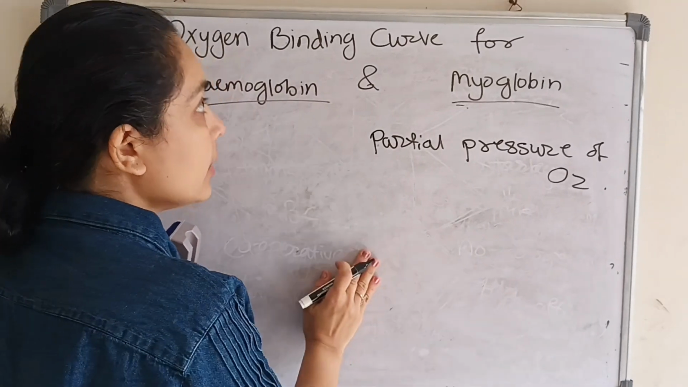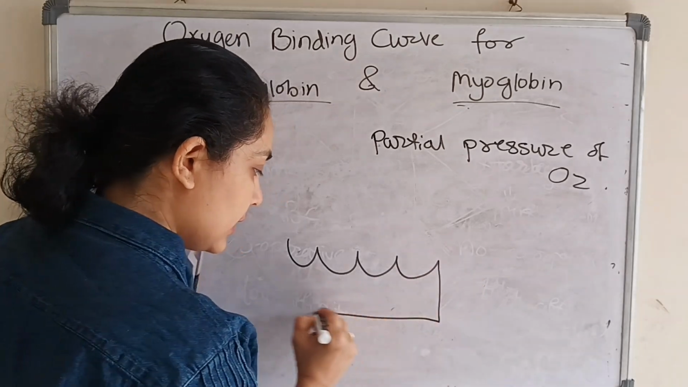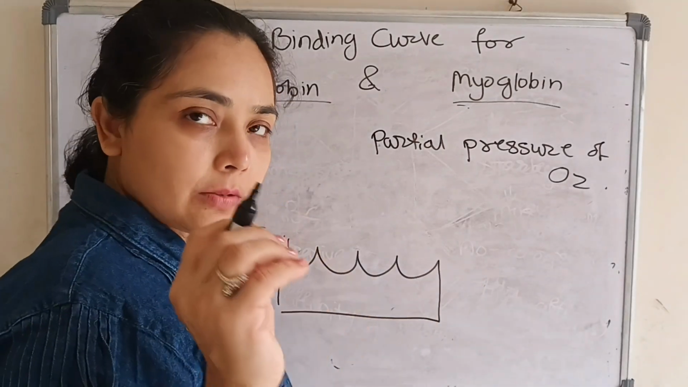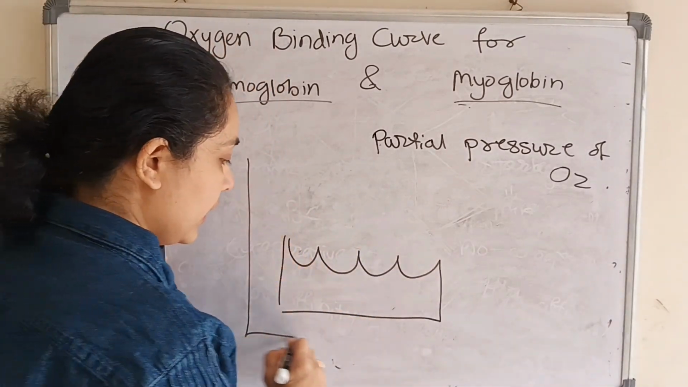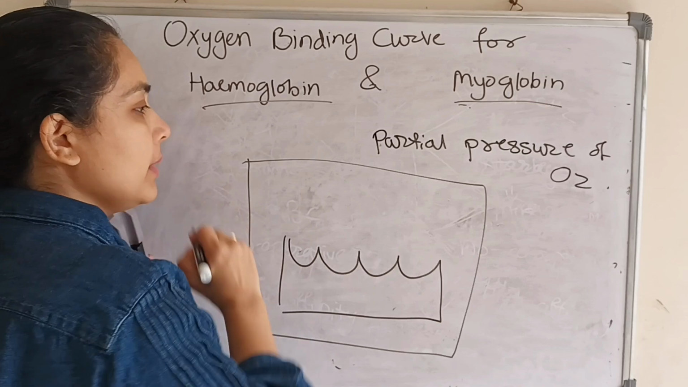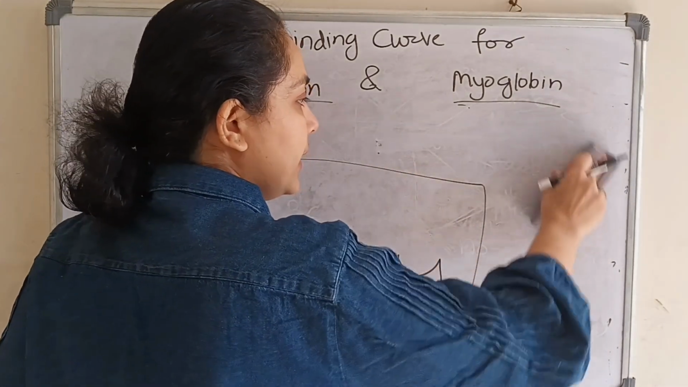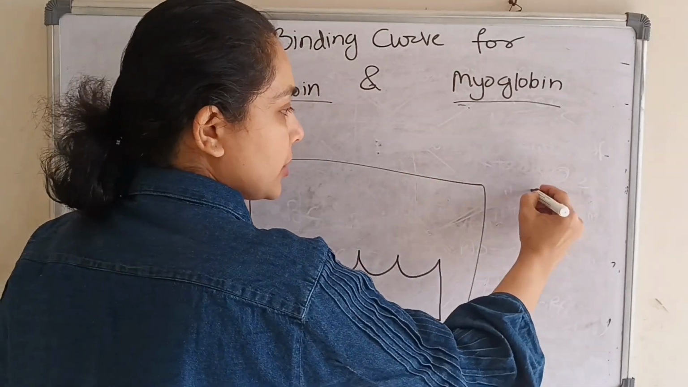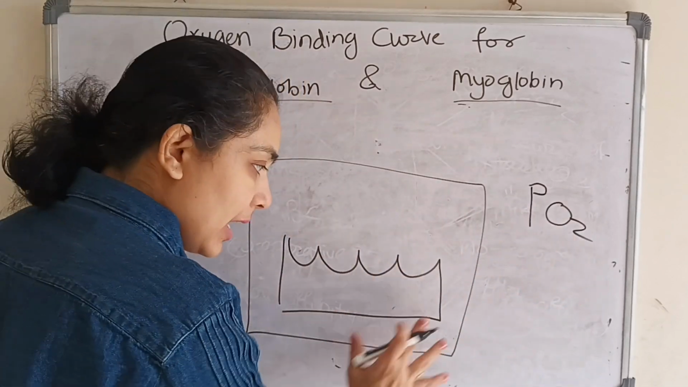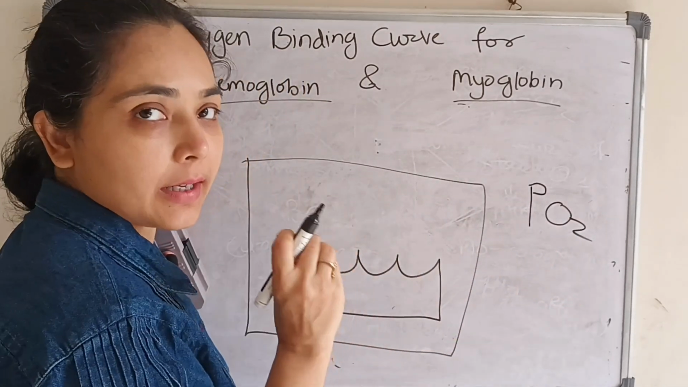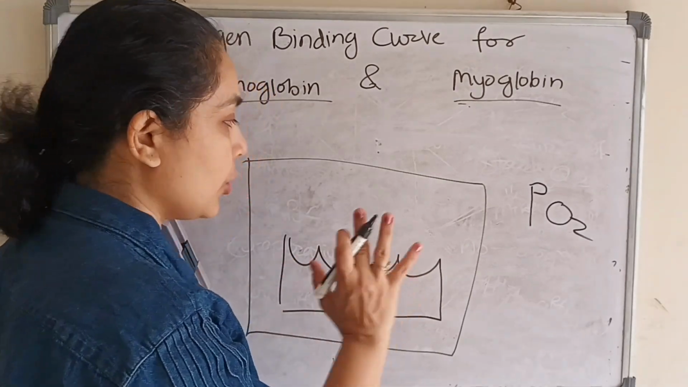So, let us first understand partial pressure of oxygen by taking just the example of hemoglobin. Hemoglobin has 4 globin chains, which means 4 oxygen binding sites are present here. Partial pressure of oxygen we can denote by PO2. There are many hemoglobin molecules, but just for our understanding we are taking just one hemoglobin molecule, and it is a 4-seater transport vehicle.